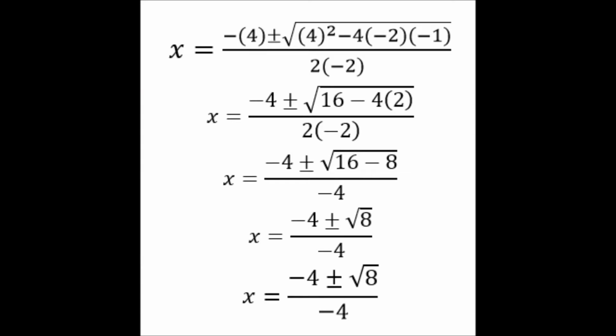When evaluating this expression, you should end up with negative 4 plus or minus radical 8 all over negative 4. It's extremely important to pay attention to the signs of each individual term that you are multiplying, as this is an area where there is a potential for a lot of small mistakes.